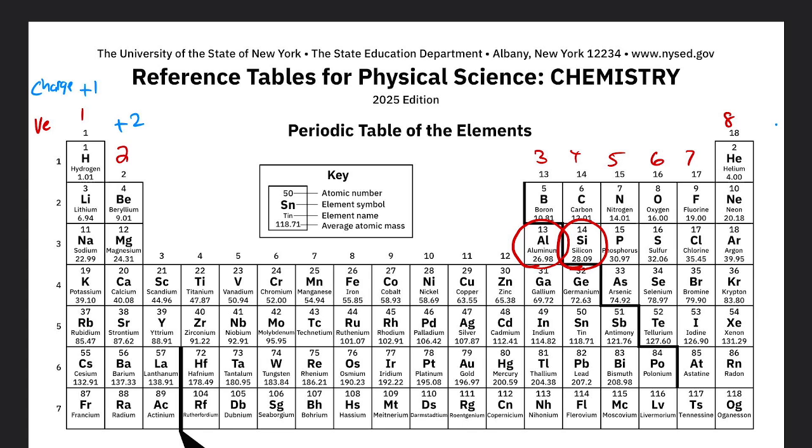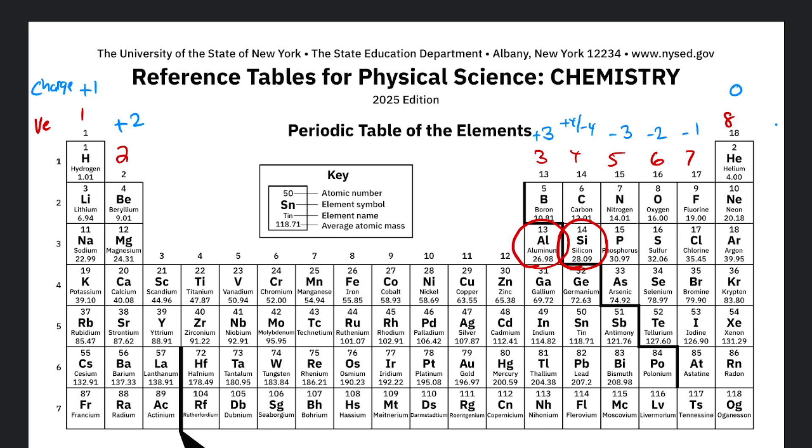Since group 13 has 3 valence electrons, if it loses them, it's +3. 14 is either +3 or -4. Then we get to group 15. So if we have 5, we're probably going to gain 3 electrons, so it'll be -3. Group 16 will gain 2 for -2. 17 will gain 1 for -1. And then the noble gases are typically 0.